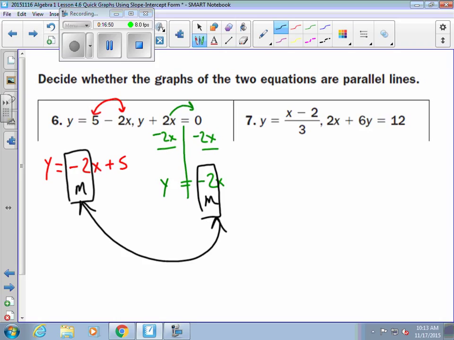Do the same thing for number 7. Decide whether these two are parallel. Get it to where you can see the slopes. And then if both of the m values are the same, you know they're parallel. Take another minute.